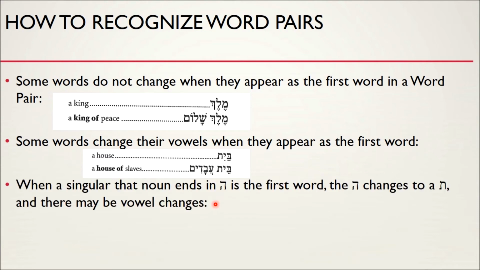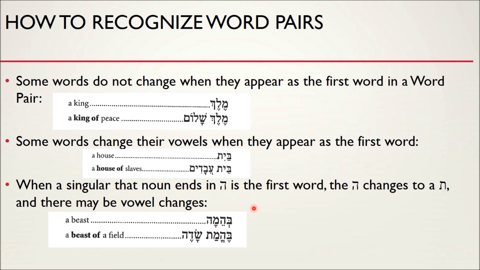So another change that can happen is that when a singular noun appears as the first word and it ends in a hey, the hey changes to a tav, and there may be some vowel changes. So for example, you have here the word beast, behema. Well, when it's in a word pair, the hey at the end changes to a tav.